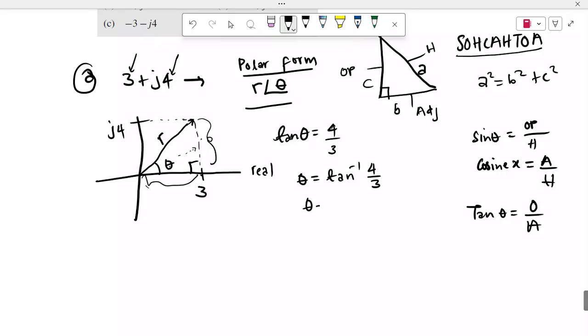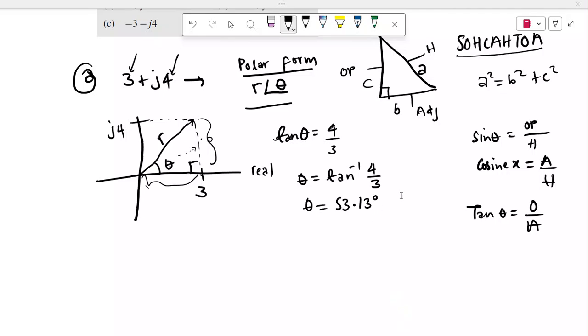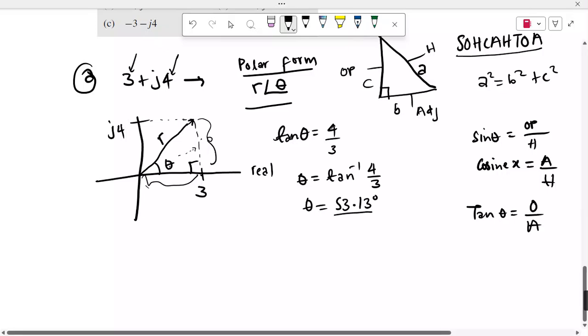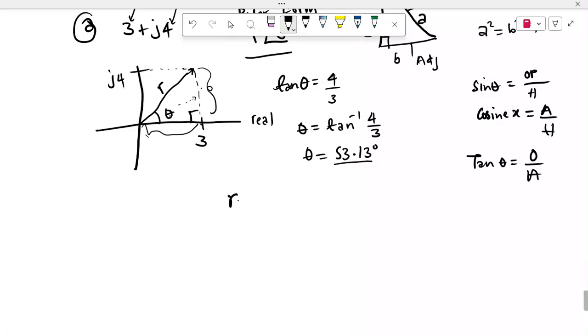So theta equals to, do I have my calculator? It's my calculator. Okay, let me just punch quickly. Okay, so we know tan inverse of 4 over 3 is 53 degrees. So now, how do we find r?